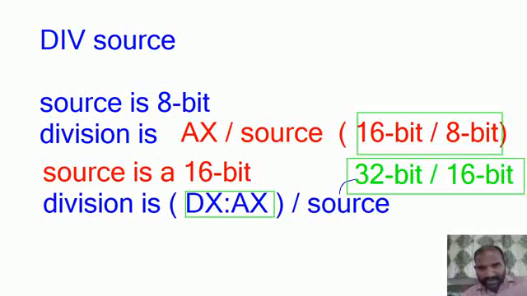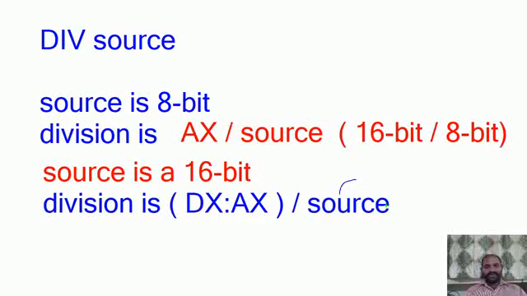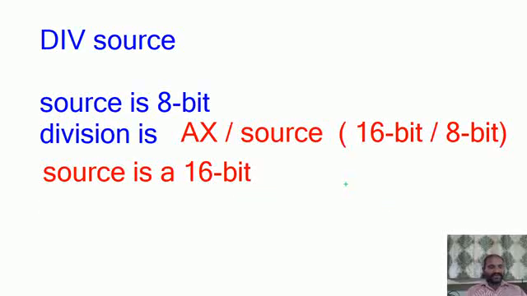Now the question comes: soon after we perform the division operation, division between what? In case of the 16-bit by 8-bit division, AX is holding the 16-bit number and the source is holding the 8-bit number. In case of the 32-bit by 16-bit division, DX AX is holding the 32-bit number and the source is a 16-bit number. After performing the division operation, we are having the result now. We are supposed to discuss one thing. After performing the division operation, we are having the remainder as well as a quotient.